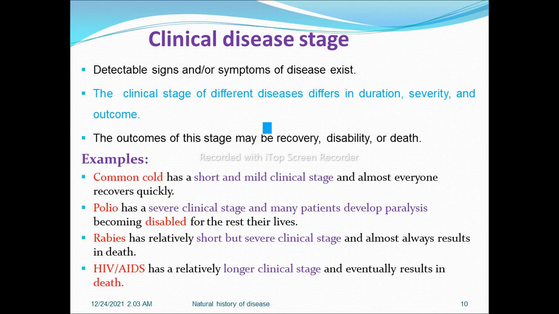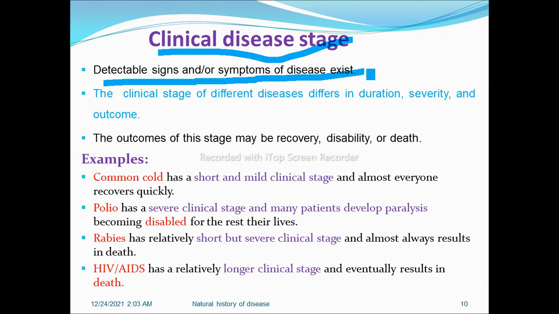The third type of stage is the clinical disease stage. Detectable signs and symptoms of disease exist. There are signs and symptoms which can be detected. So in the clinical disease stage, signs and symptoms may develop. The clinical stage of different diseases differs in duration, severity, and outcome. The outcomes of this stage may be recovery, disability, death. At clinical stage, individuals may recover from the disease or may develop disability or may go to death.